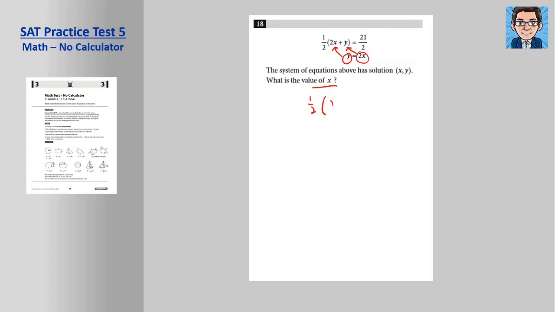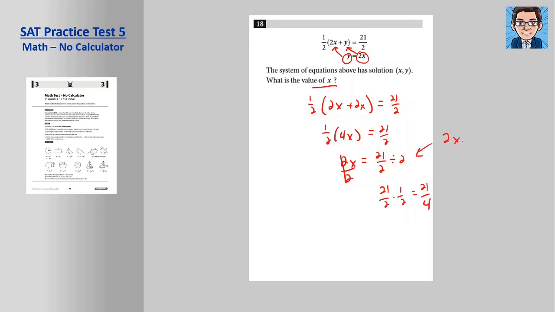So we're going to put in 2x for y and get 1/2 of 2x plus 2x equals 21 over 2. So 1/2 of 4x is 21 over 2. Half of 4x is 2x. And let's divide both sides by 2. Now this gets a little tricky to divide by 2. Dividing by 2 is the same as multiplying by 1/2, another way to look at it, and get 21 over 4. You could have also, from this step, if you had 2x equals 21 over 2, some people might find it easier to put this over 1 and cross multiply and get 4x equals 21, and then divide by 4 and get 21 over 4 that way. Either way, we're getting 21 over 4 as our answer here.